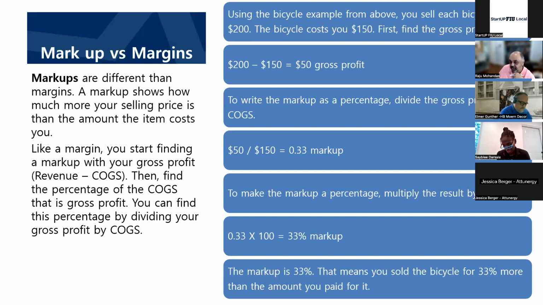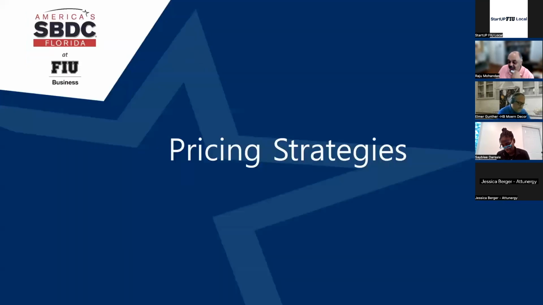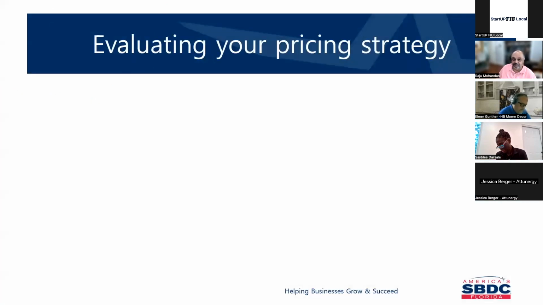Again, markup is divided by the cost of goods sold. That's it. Markup is cost plus cost. The other one is on the revenue side. Let's start with pricing. All these are different pricing strategies. Mind you, it doesn't mean that you don't know your cost. You do need to do your cost. The first piece of any pricing is to know your cost. You have to know your cost.